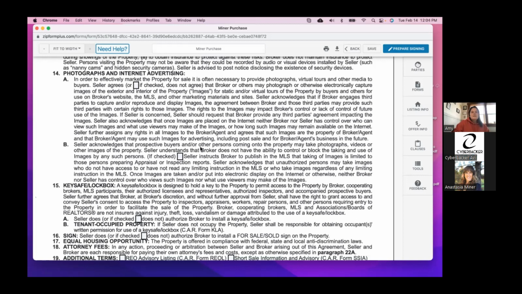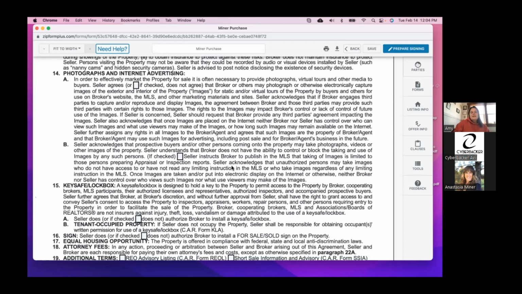Seller acknowledges that prospective buyers and other persons coming into the property may take photographs, videos, or other images of the property. Seller understands that broker does not have the ability to control or block the taking and use of images by such persons. If checked, the seller instructs the broker to publish in the MLS that taking of the images is limited to those persons preparing appraisal or inspection reports. So it doesn't default to that. It defaults to anybody can take photos.